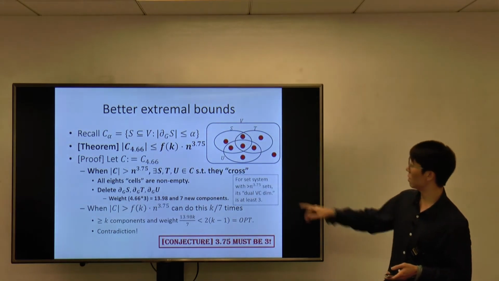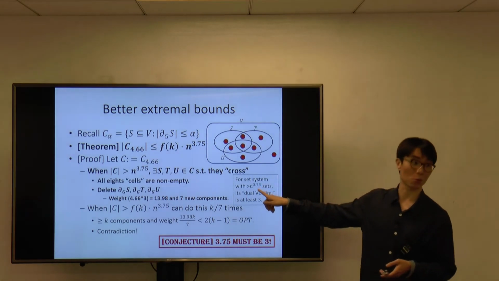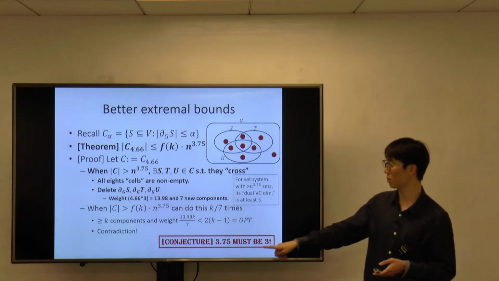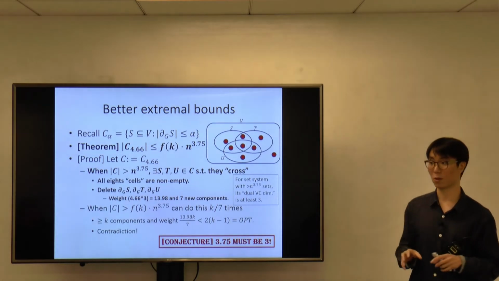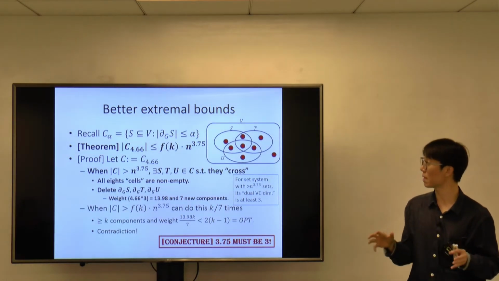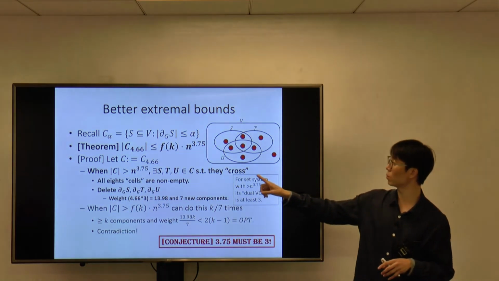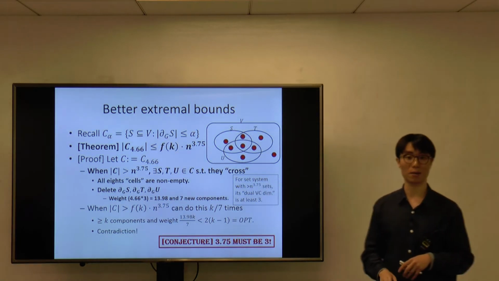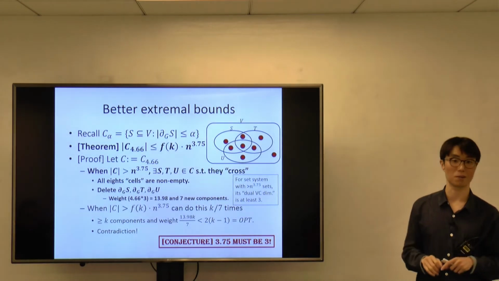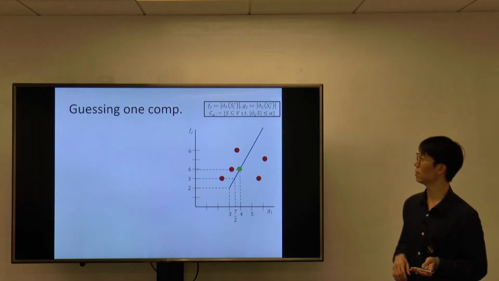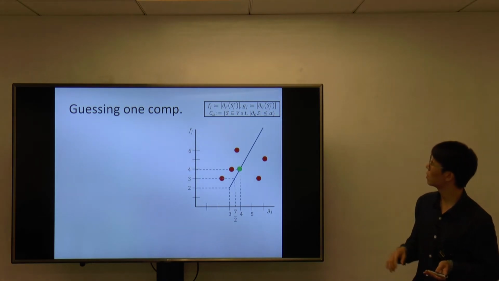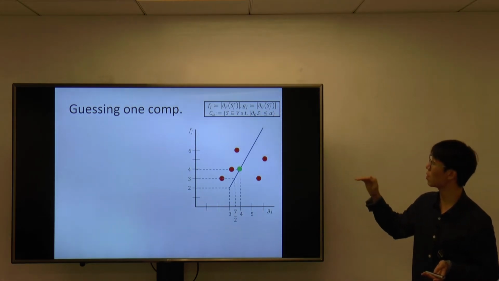And then I think actually this 3.75 is totally arbitrary, and I think it must be 3. So the lower bound comes from considering all triples. If your set system has all the triples, then we can see that there should not exist 3 sets that cross. I think that should be the example, but we don't know how to prove it. But actually we can finish the argument for k-cut.